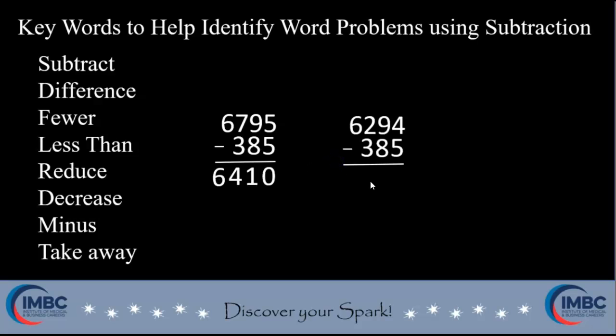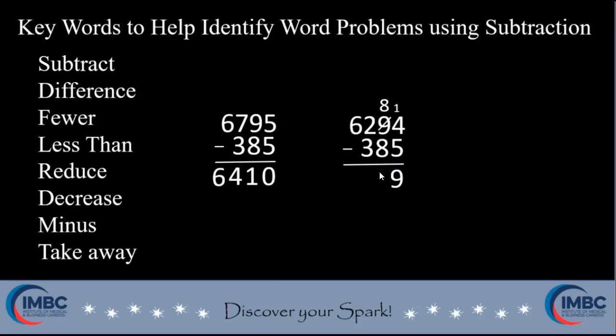Try another one. 4 minus 5. We can't do that, and so we borrow. We borrow from the tens. We cross out the 9. The 9 becomes an 8, and we move the 1 over. 10 and 4 is 14, so 14 minus 5 is 9.